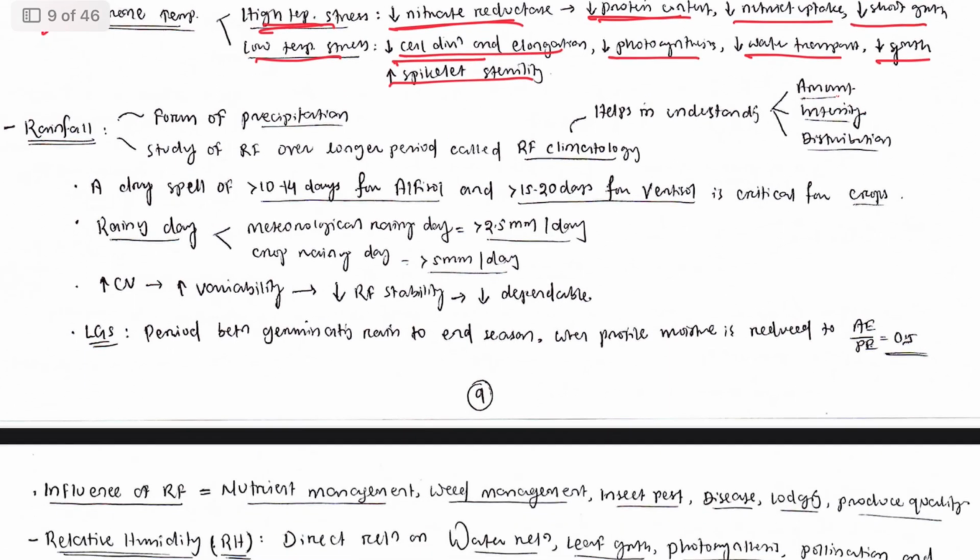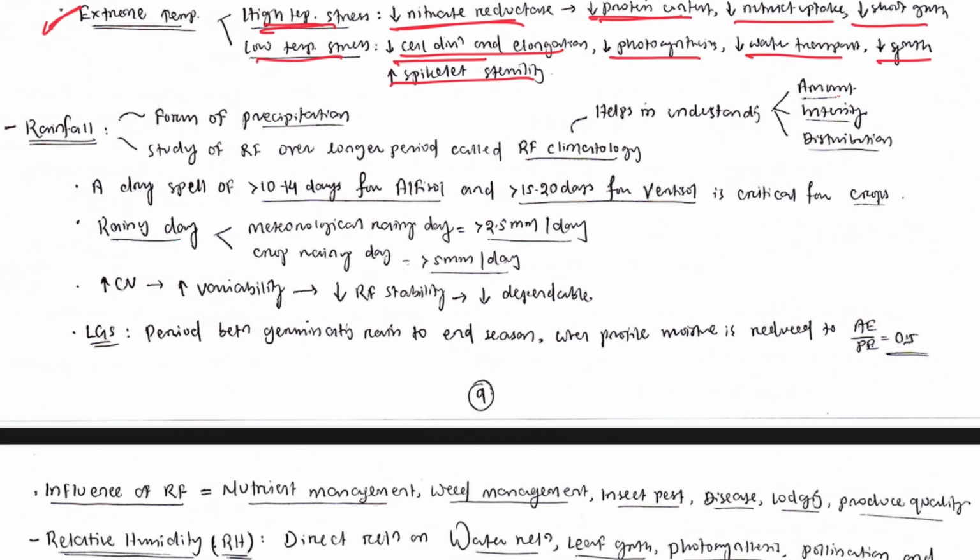Now let's discuss the effect of rainfall, how it is impacting the crop growth and development. Now rainfall means precipitation. Rainfall is a form of precipitation. If rainfall is going down or going higher, that means precipitation is less or higher. Study of rainfall over a longer period is known as rainfall climatology.